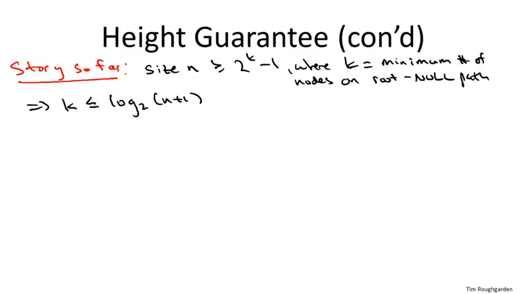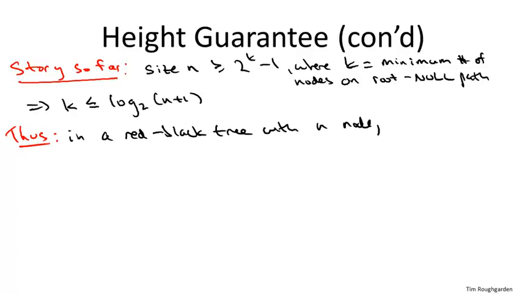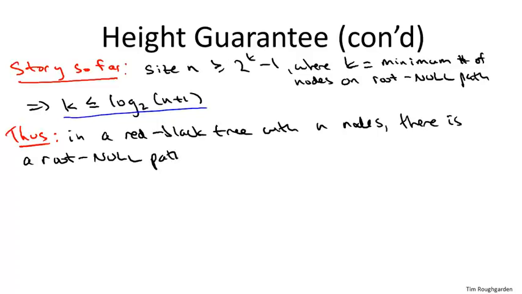Well, now let's start thinking about red-black trees. So in a red-black tree with n nodes, what does this say? This says that the number of nodes, forget about red or black, just the number of nodes on some root null path has to be at most log base 2 of n plus 1. In the best case, all of those are black. Maybe some of them are red, but in the maximum case, all of them are black. So we can write in a red-black tree with n nodes, there is a root null path with at most log base 2 of n plus 1 black nodes.